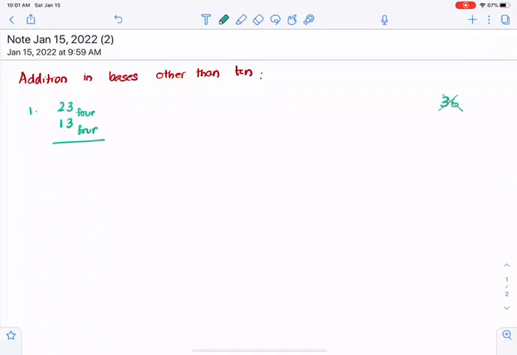But that is incorrect. The reason being, in 36, the digit in the first position from the right is 6. But we all know that a base 4 number cannot have digits that are bigger than 3. So that's definitely the wrong answer. So how do we go about doing this?